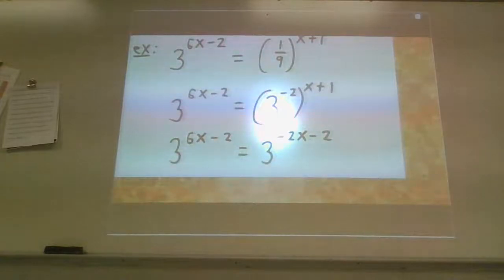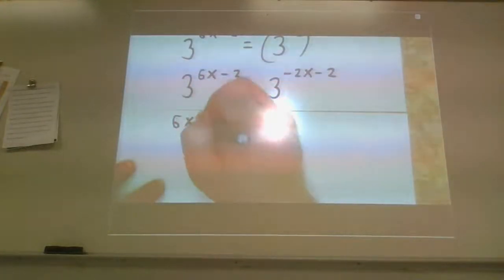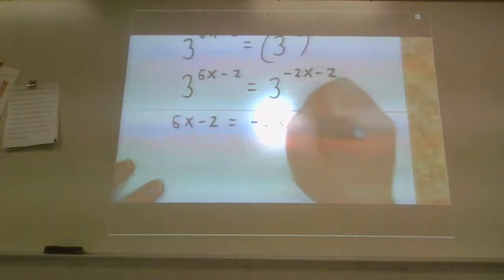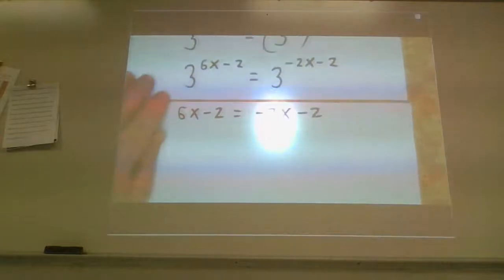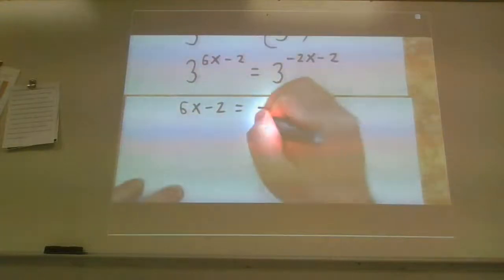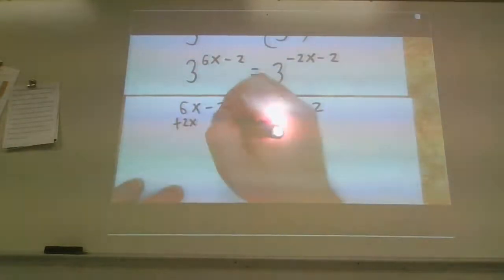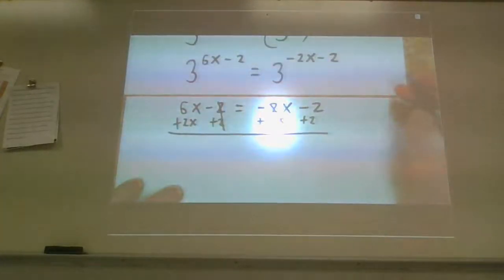The property that we learned last week was that if the bases were the same, then I could set the exponents equal to one another. That's exactly what I'm going to do. 6x minus 2 equals -2x minus 2. That -2 thing is throwing me off. Oh, well, I guess I'll see what happens. I'm going to add 2x to both sides. I'm going to add 2 to both sides. Something strange is going on here.